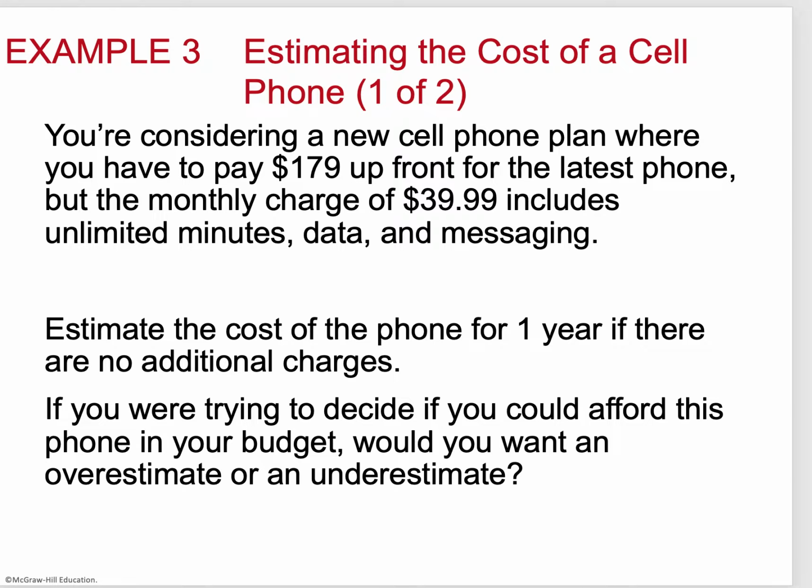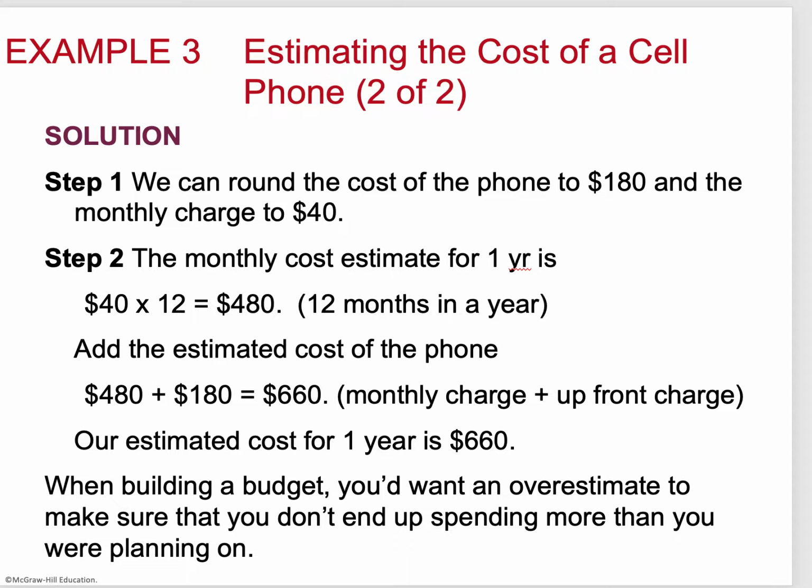So looking at a different example, this time I'm looking at a cell phone plan where I have to pay $179 up front for the latest phone. But the monthly charge is $39.99, and that gives me a lot of extra benefits. So I want to estimate the cost for 1 year if I have no additional charges. Well, I can say that's really close to $180, and I could round to 40 just so I don't have to deal with decimals. And so I'm going to say, okay, the monthly cost, I'm going to take that and multiply it by 12. That's $480.